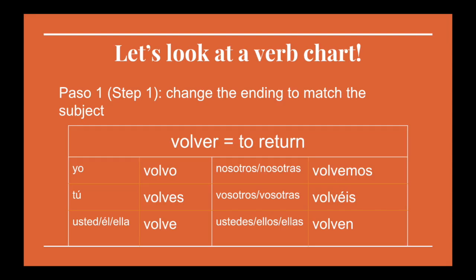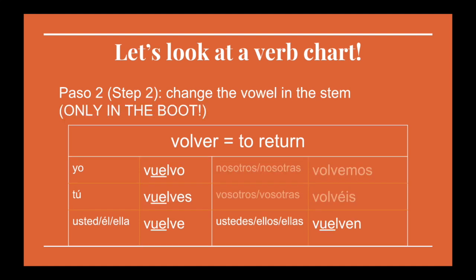Just like the E to IE boot verbs, the O to UE boot verbs use the proper endings that we're used to. So if it's an AR verb, you use o, as, a, amos, an. If it's an IR verb, o, es, e, imos, en. And as you can see here, if it's an ER verb, you still use yo o, tú es, él ella usted e, nosotros emos, vosotros éis, ellos ellas ustedes en. But this chart is incorrect because we did not stem change inside the boot. So let's look at the correct chart.